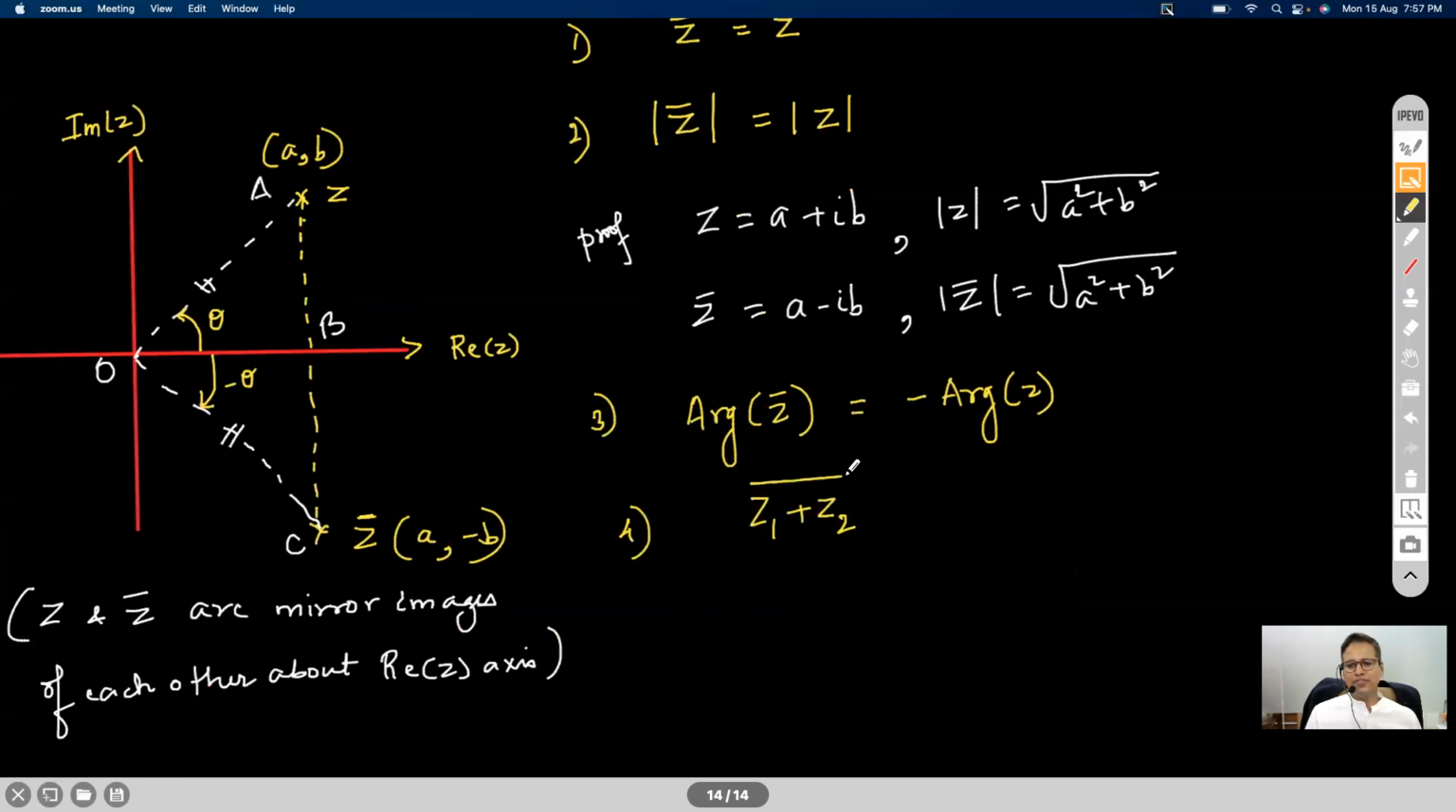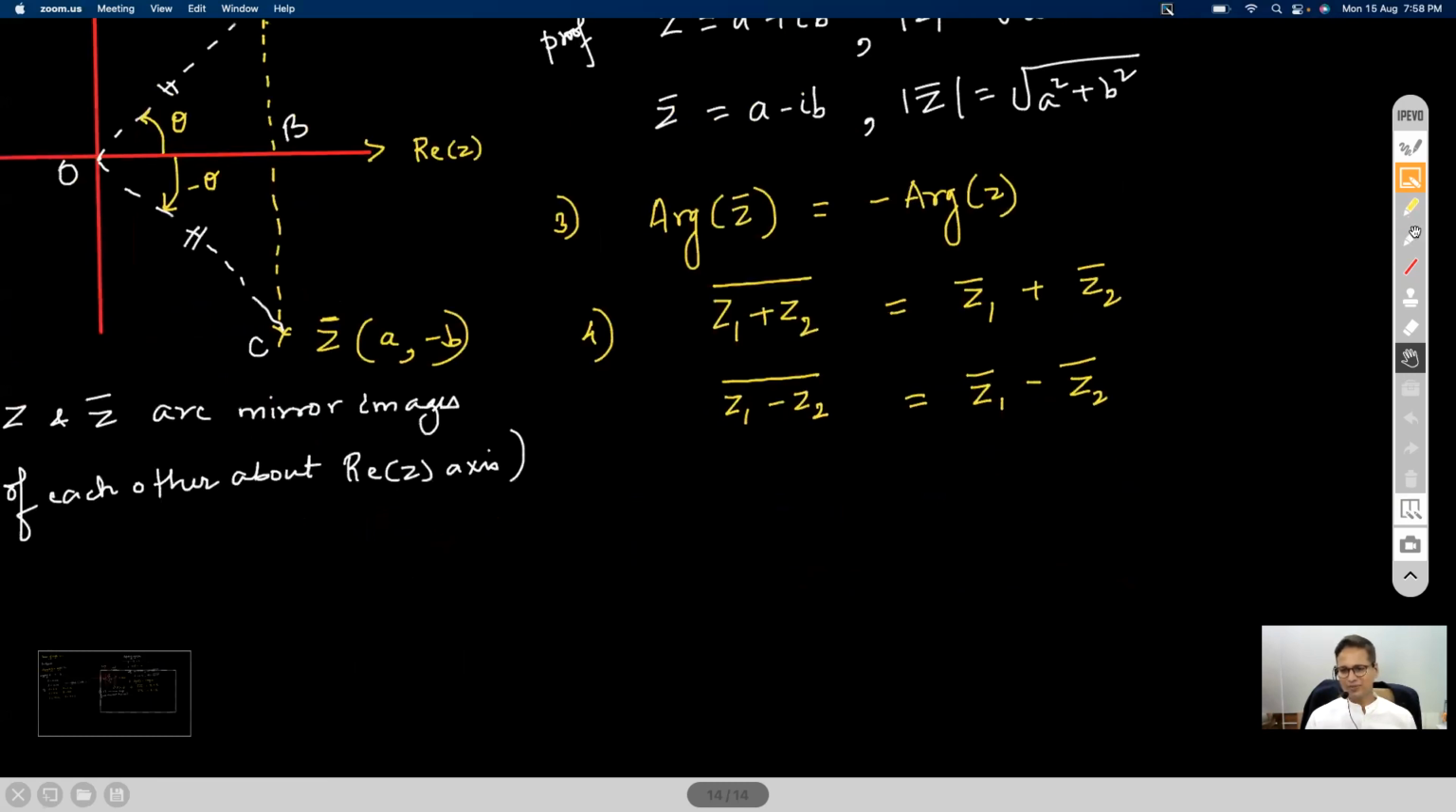Now, if you add two complex numbers and take their conjugate, it is as good as adding their respective conjugates. The same goes for subtraction as well. If you subtract two complex numbers and take the conjugate, the same is obtained by z1 conjugate minus z2 conjugate. This is very obvious. Please prove it on your own. Just take z1 as a1 plus ib1 and z2 as a2 plus ib2, and you will automatically get this result. Not rocket science.